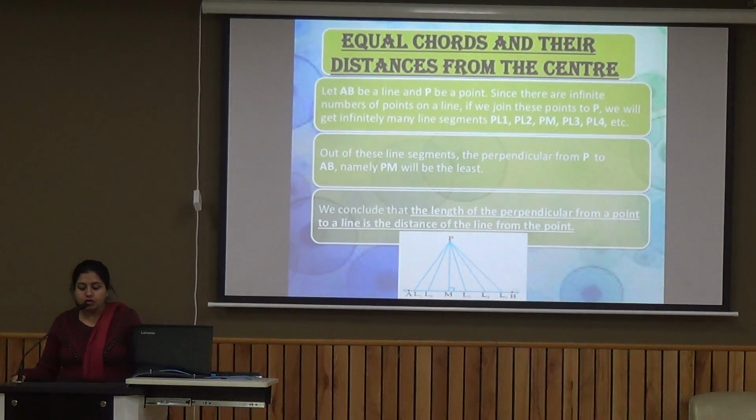Now, equal chords and their distances from the center. Let's first revise the concept. Let AB be a line and P be a point. Since there are an infinite number of points on a line, if we join these points to P, we will get infinitely many line segments such as PL1, PL2, PM, PL3, PL4, etc. Out of these line segments, the perpendicular from P to AB, named PM, will be the least. Thus, we conclude that the length of the perpendicular from a point to a line is the distance of the line from the point.